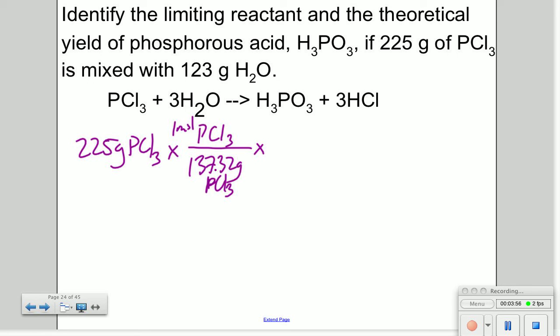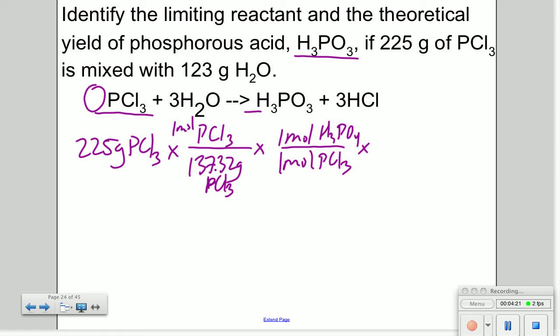I'm in moles. Now I can use the mole ratio. So looking at my chemical equation, I'm going to look at the coefficients. I'm in 1 mole of PCl3. If I look here, the coefficient there is 1. So it's going to be 1 mole of PCl3. I want to get to H3PO3. So I look here, it's 1 mole H3PO3.